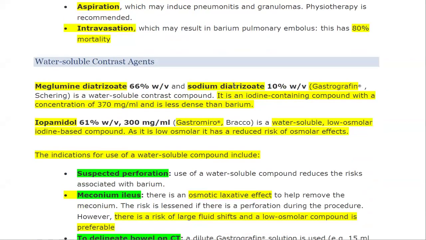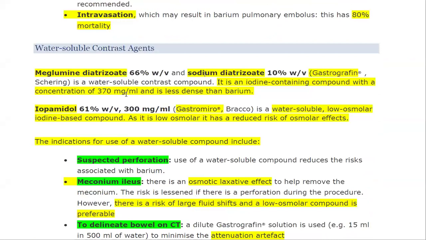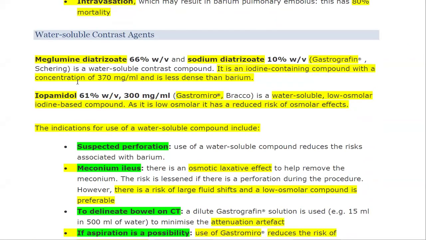The water-soluble agents. So you can use gastrografin or others like gastromiro. Okay, and we'll come to each one of them and when to use this and when to use that. So what is the difference between them? Gastrografin is higher in osmolarity and gastromiro is lower in osmolarity. As you can see here, it's 370 milligram per milliliter. Here it's lower, 300 milligram per milliliter. So it's low osmolar and it has a reduced risk of osmolar effects that you can see here.